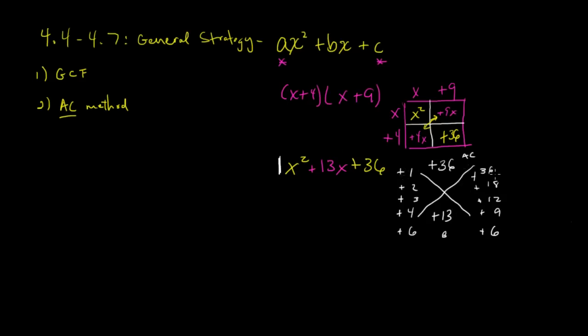Well, 1 plus 36 is 37, so that's a no-go. 2 plus 18 is 20. 3 plus 12 is 15. And lo and behold, guess what? We already knew it. It was up here. But positive 4 plus a positive 9 is in fact 13.